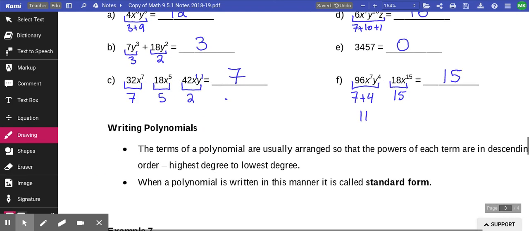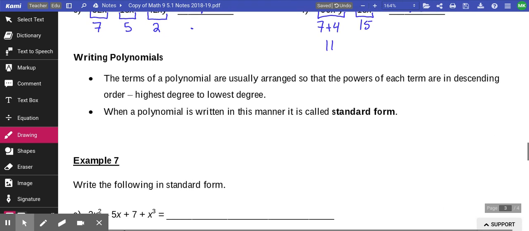Awesome. Writing polynomials. The way that we write polynomials is we try to go from the highest exponent or the highest degree to the lowest degree, right? That's your goal. So when we write these things, try to write from highest degree to lowest degree. That's like the standard way to write it. It's actually called standard form. So just go highest to lowest.